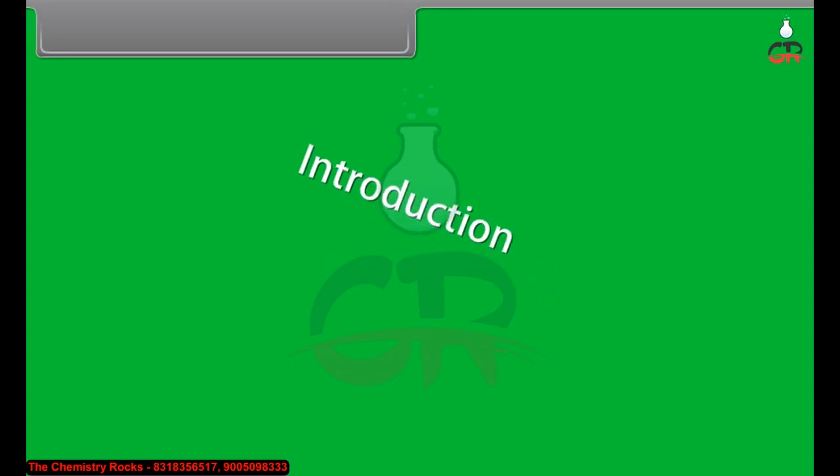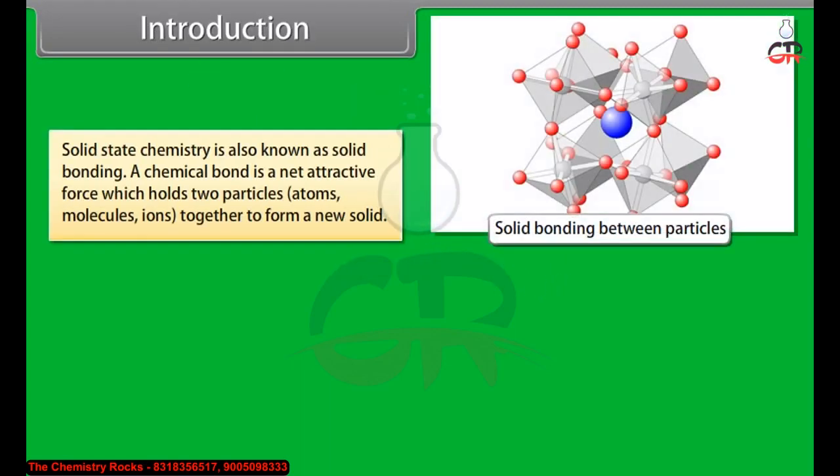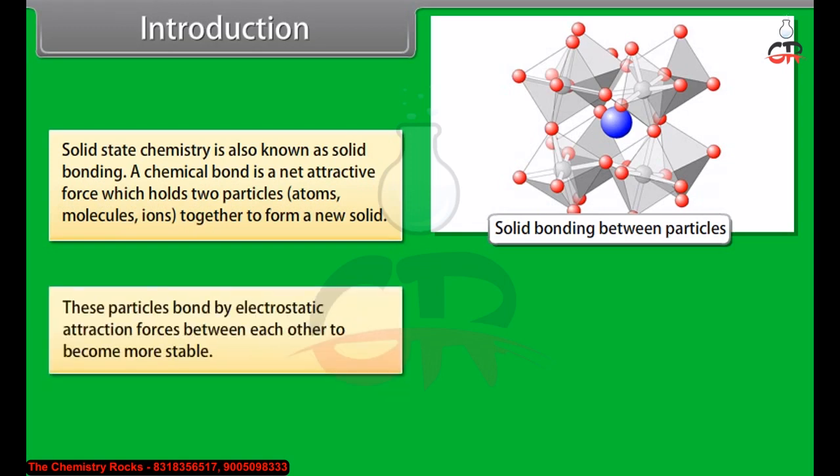Introduction. Solid-state chemistry is also known as solid bonding. A chemical bond is a net attractive force which holds two particles, atoms, molecules, or ions, together to form a new solid. These particles bond by electrostatic attraction forces between each other to become more stable.